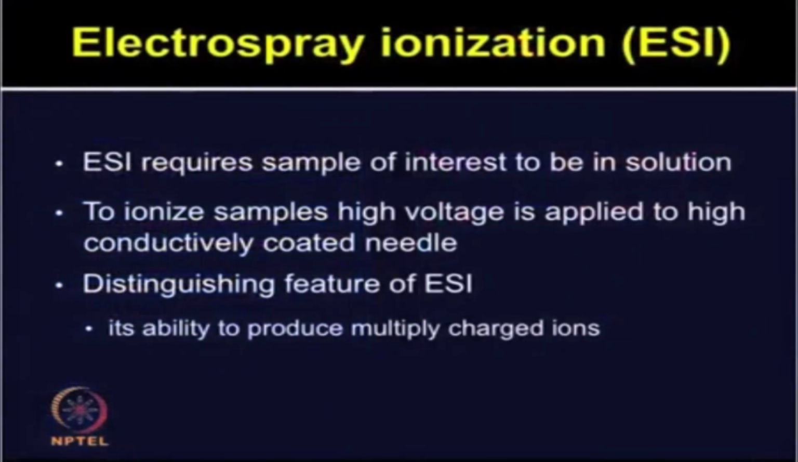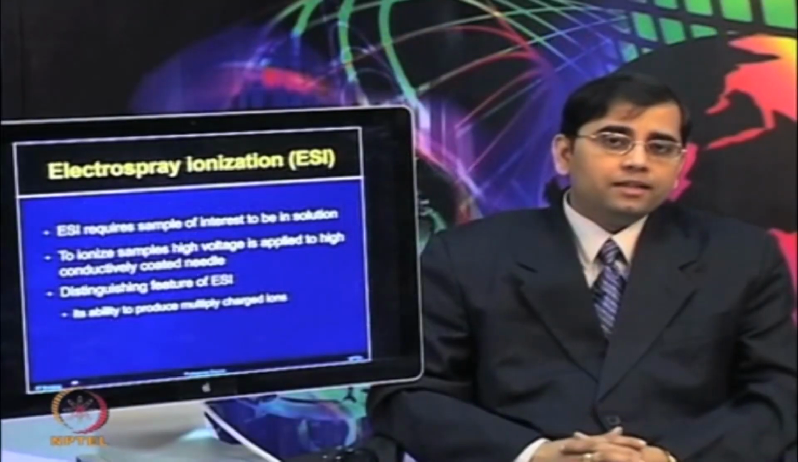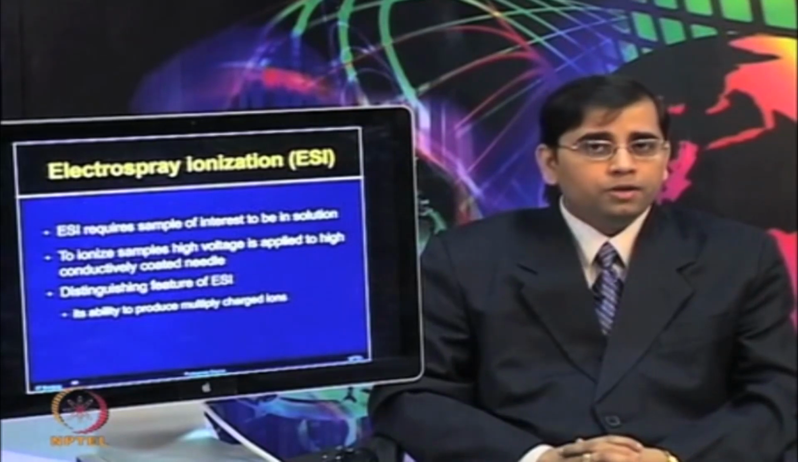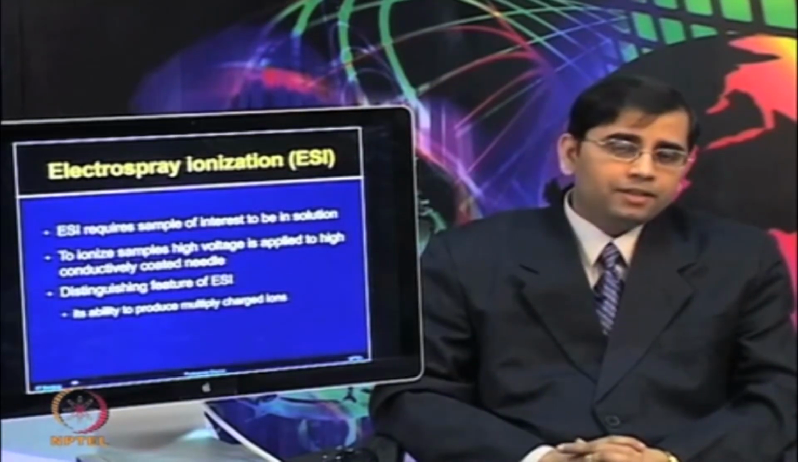To ionize the samples, high voltage is applied to a highly conductively coated needle. So, this voltage results in the sample becoming charged, either positive or negative. The positive ions are primarily used for the analysis of proteins. The distinguishing features of electrospray ionization include its ability to produce multiple charged ions. The number of charges that can be accepted by a particular molecule depends on its basicity and its size.